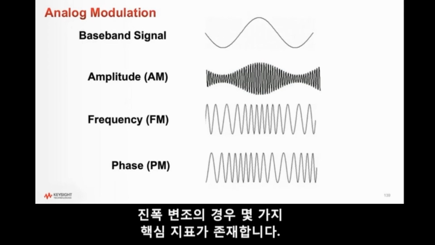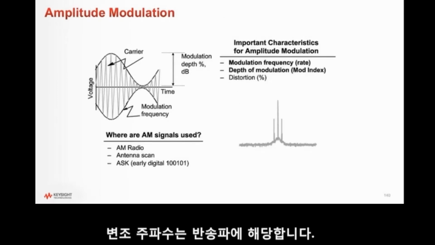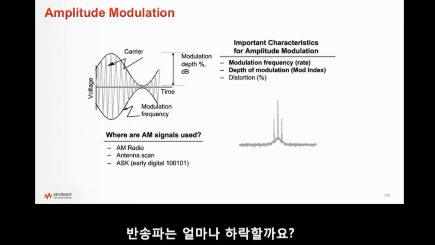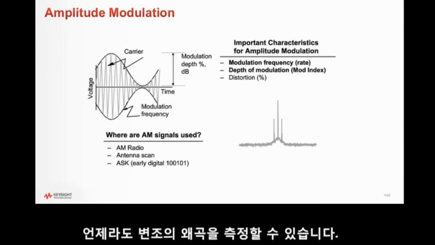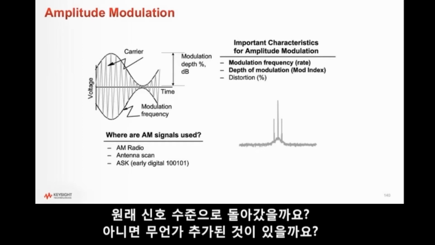Amplitude modulation, there's a few key metrics here. You've got your modulation frequency, that's your carrier. You've got your depth of modulation, so if I have my baseband signal go to its absolute negative value, how deep have I brought down my carrier? You've got key measurements that you want to do. You can always measure the distortion of your modulation. Once I've modulated and demodulated, how accurate is my signal? Did I get back to my original signal, or is there that plus some stuff?